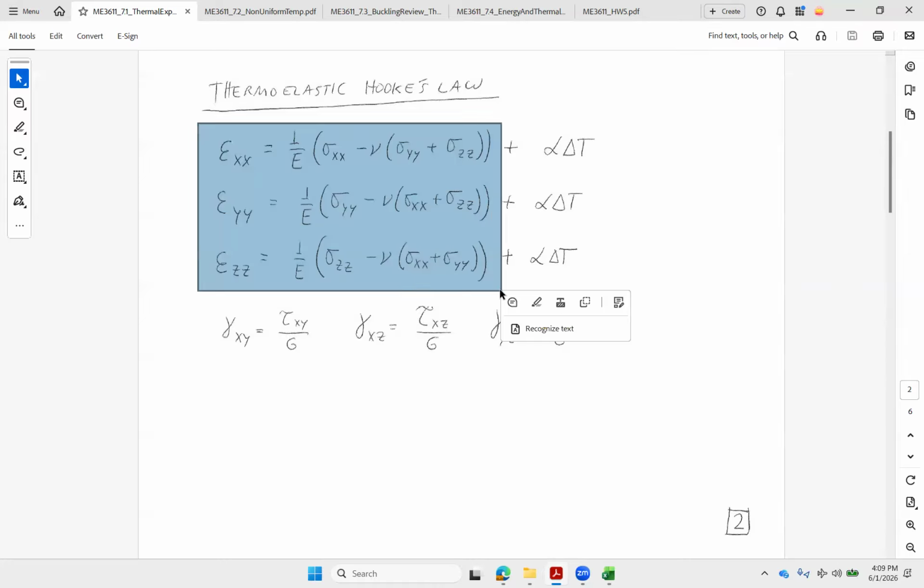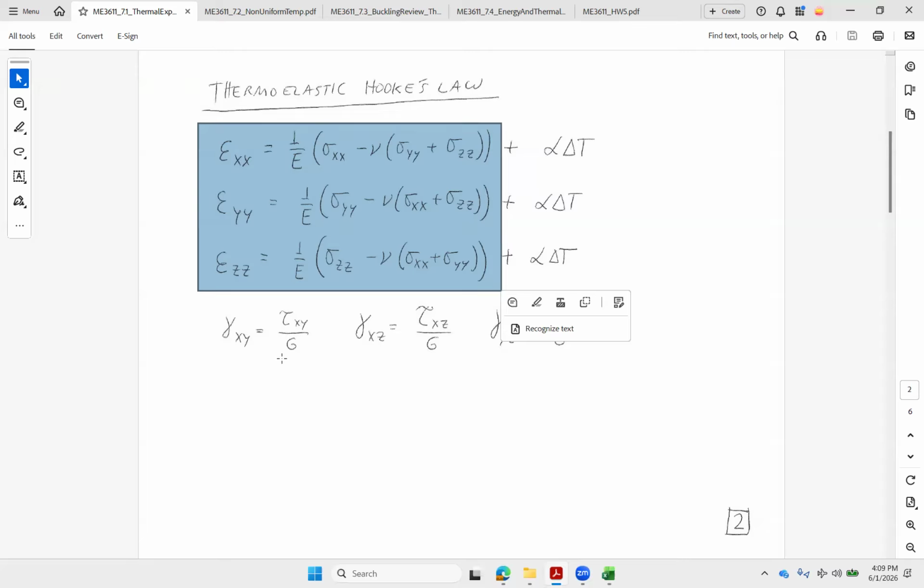Was this right here, right? We all remember that one from undergrad. And these are our relationships between stress and strain. All right, for the basic 1D case, we just had sigma xx over E was epsilon xx. We didn't have any other stresses. And that alpha delta T just gets tacked on to each one of those normal strains. Notice it also has an equal effect in all three directions.